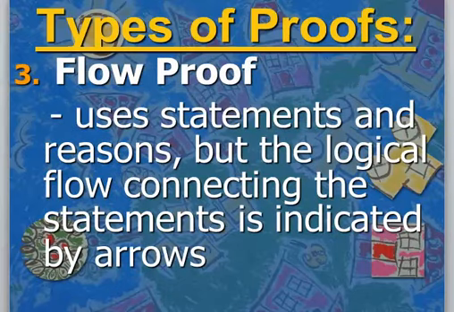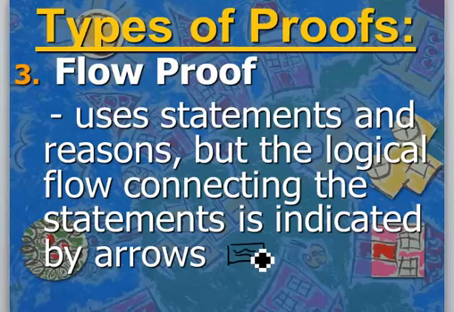The third type is called a flow proof. This uses statements and reasons, but for the logical flow connecting the statements, instead of going down the list like a two-column, it goes from one statement to the next with arrows. So what happens, and I'll show you this during class, is my statements are inside boxes with the reasons outside, and if you use this statement to get a new one, there's an arrow to show the flow of logic.